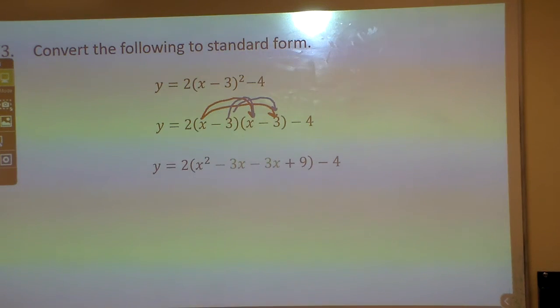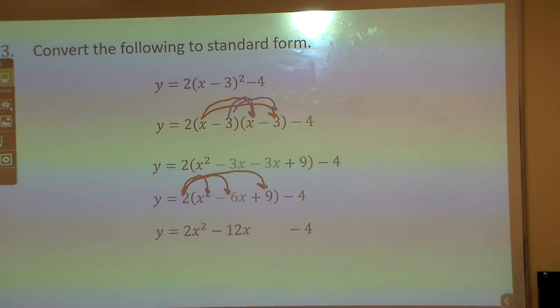I can put the two minus 3x's together to get a negative 6x. I just added those together. Now I need to take this 2 times each one of those. So that's 2x squared minus 12x plus 18. And 18 minus 4 makes 14. That's what I had to do.